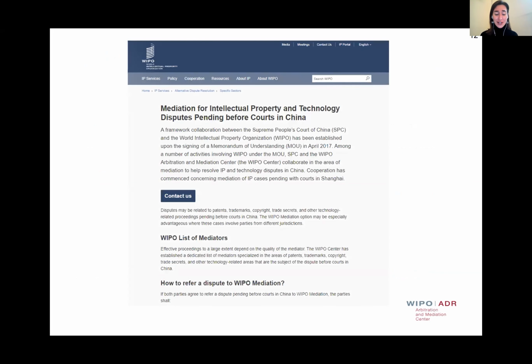And in particular, now we have this special scheme only until the end of the month, but for referral of IP disputes before the IP Court of Shanghai and Pudong District Court, there is a free mediation scheme. So the mediation is done pro bono by some of our mediators there.